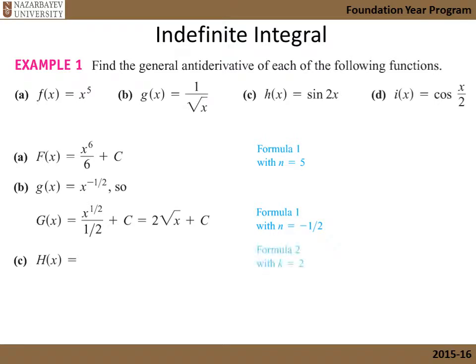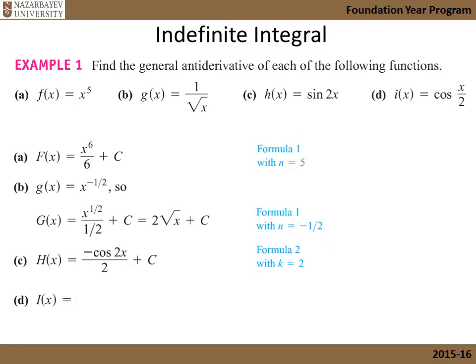Sine of 2x. We use formula number 2 and our k equals 2. And this means that we have minus cosine of 2x over 2 plus c.